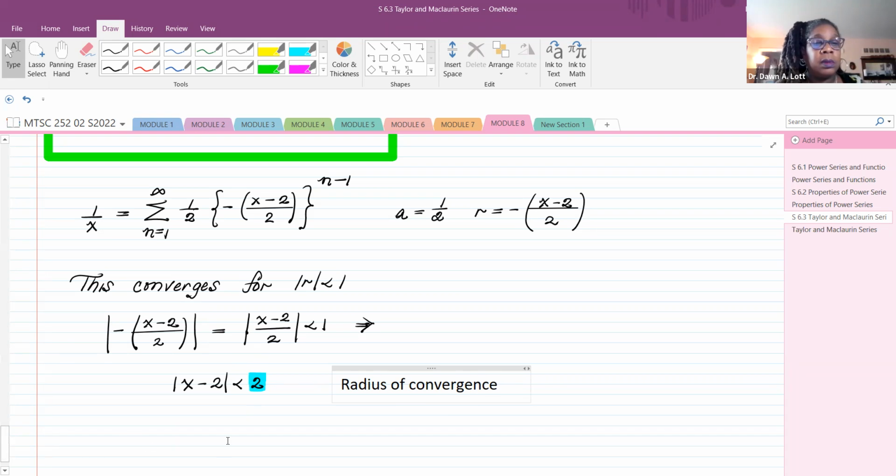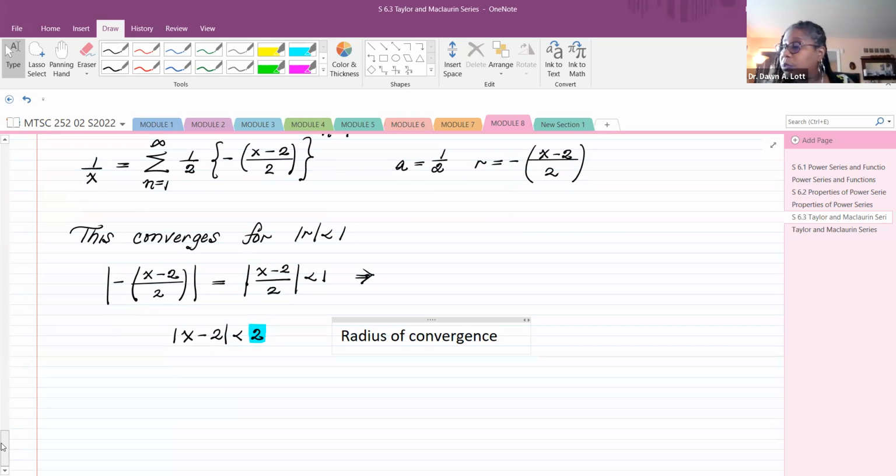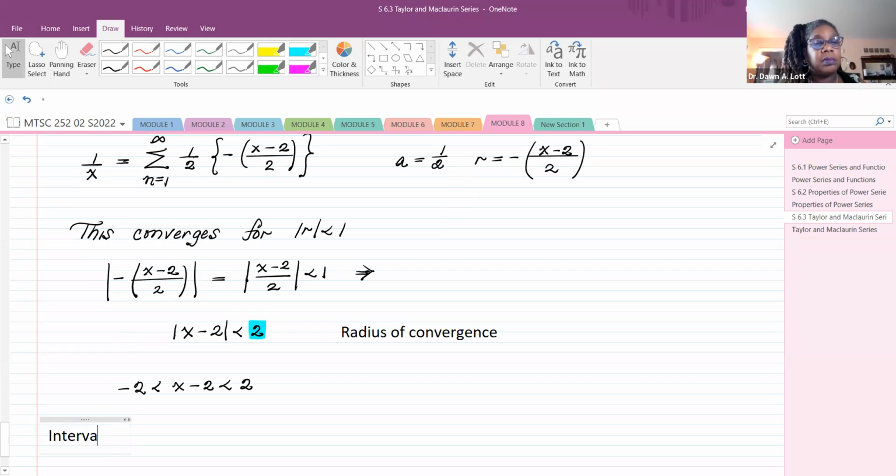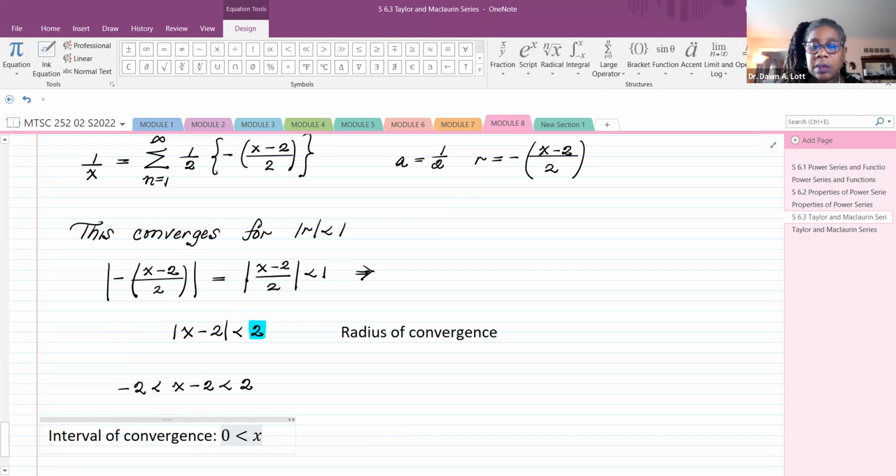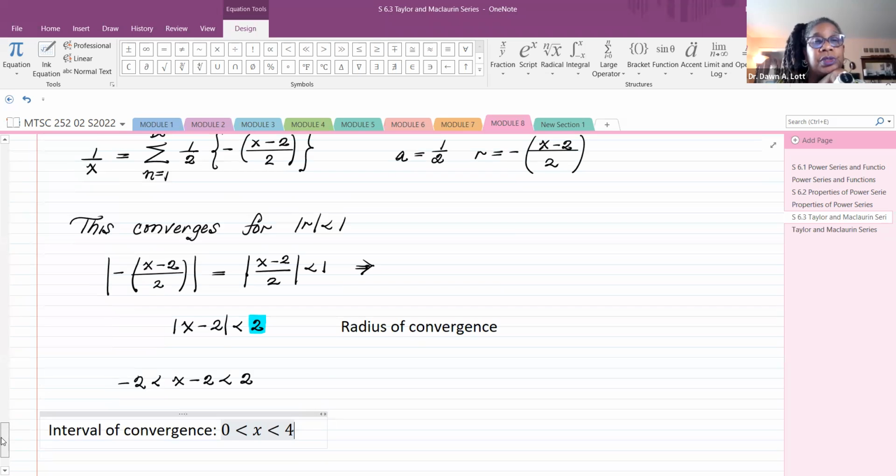Okay. So let's find the interval of convergence. I get -2 is less than x minus 2 is less than 2. So my interval of convergence turns out to be 0 less than x less than 4. So if it goes outside of that interval, it will not converge.